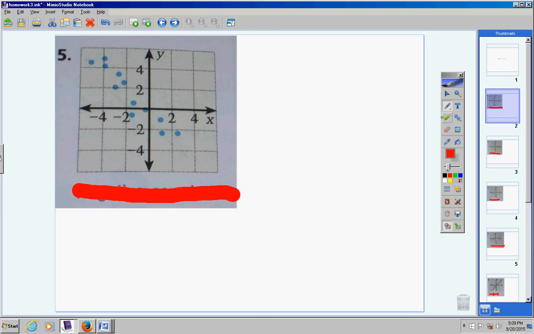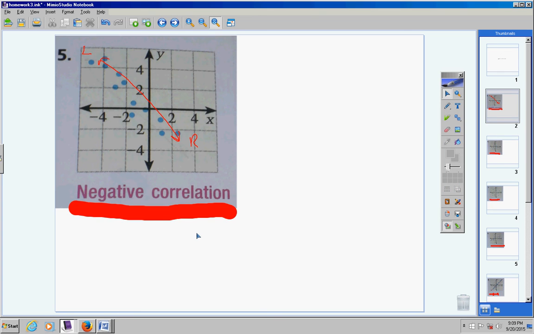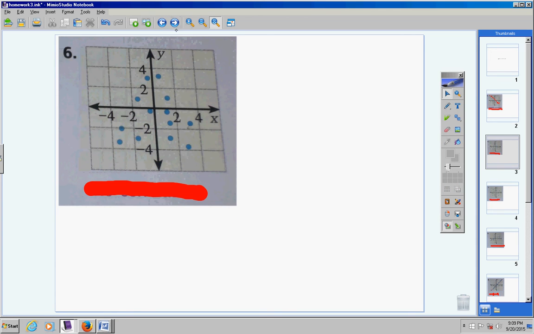So if you look at number 5 here, watch carefully. Here's the left side. Here's the right side. Going from left to right, it's going down. And so we have a negative correlation. A negative correlation.